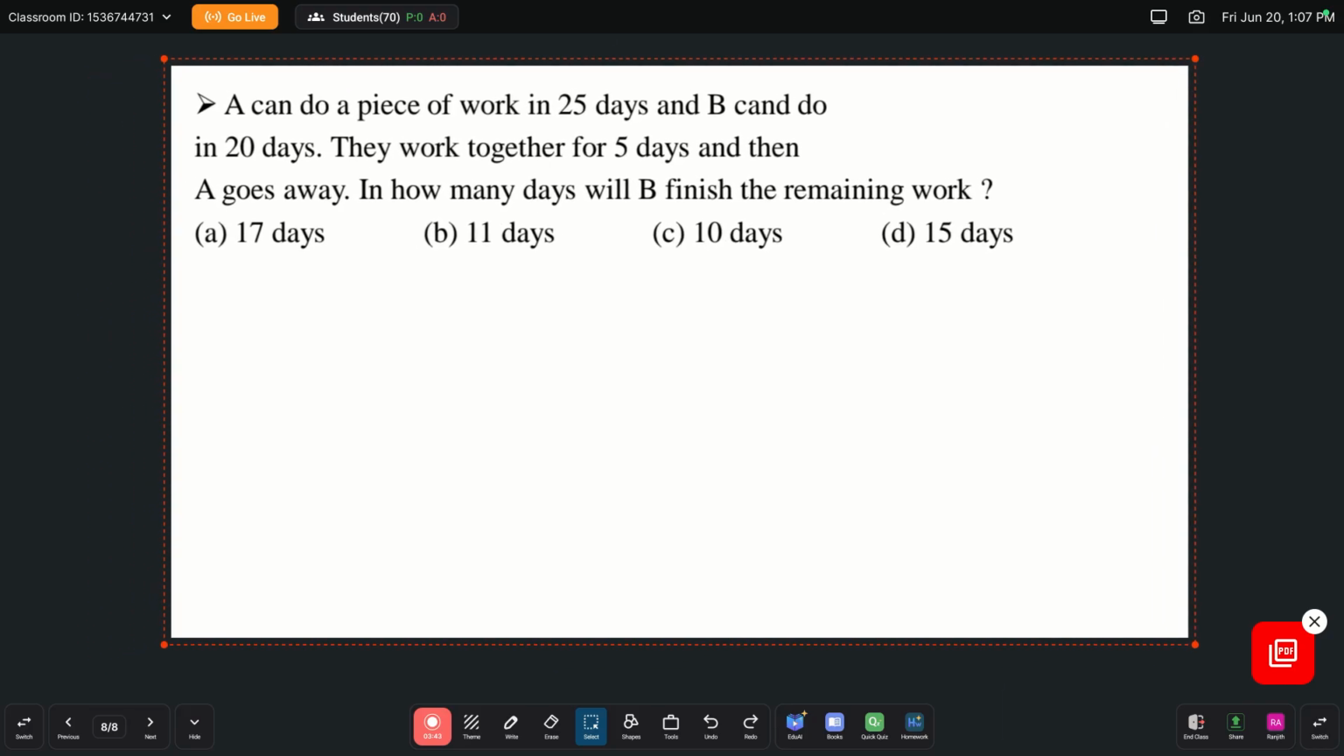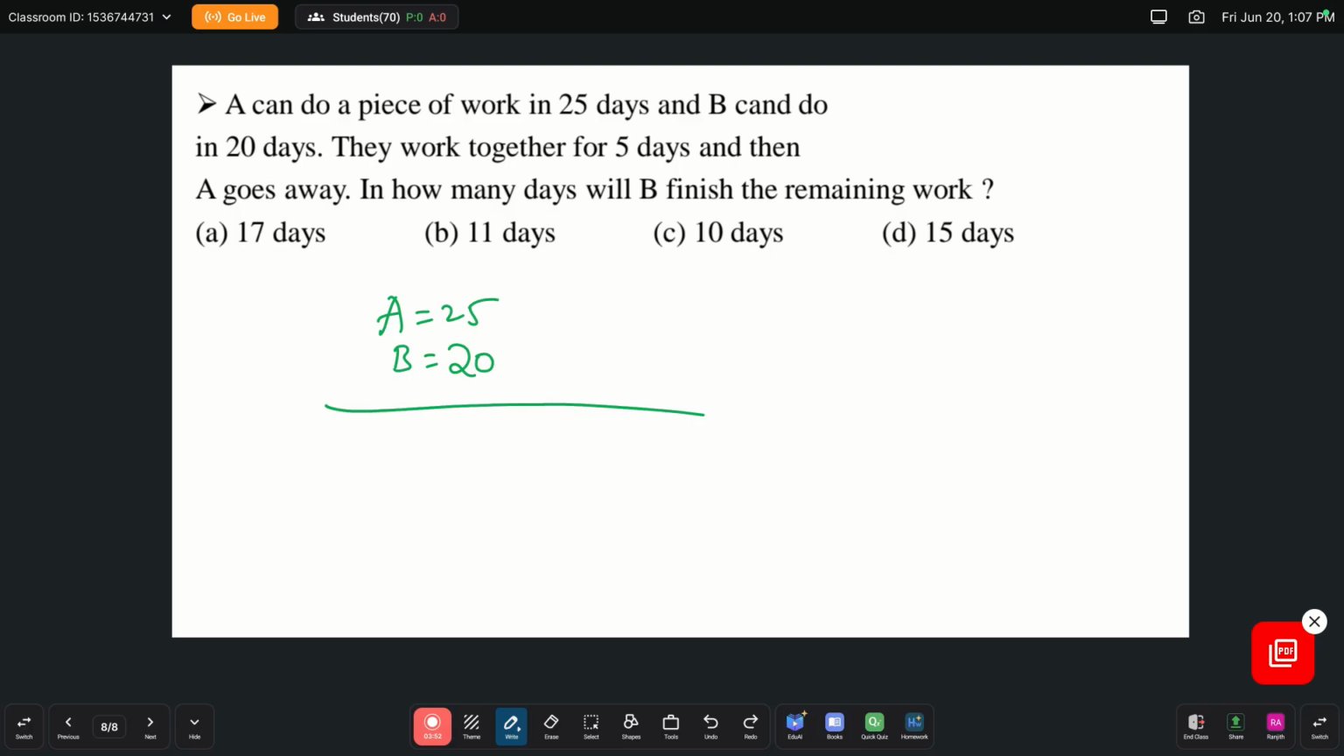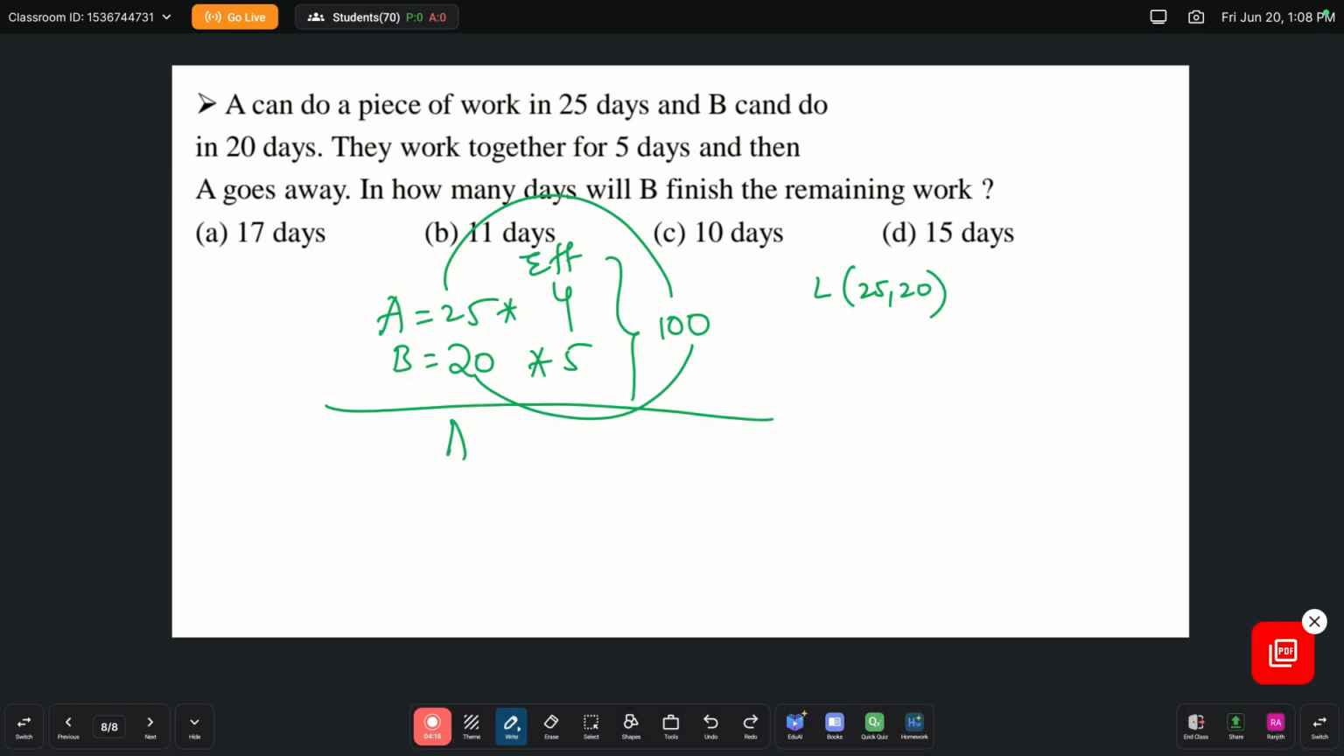A can do a piece of work in 25 days and B can do the work in 20 days. They work together for 5 days and then A goes away. In how many days will B finish the remaining work? We need to take the LCM of 25 and 20. The LCM of 25 and 20 equals 100 units. The efficiency of A: in the 25 table, 100 equals 4 times; in the 20 table, 100 equals 5 times. So the efficiency of A and B together equals 4 plus 5, which equals 9 units per day.